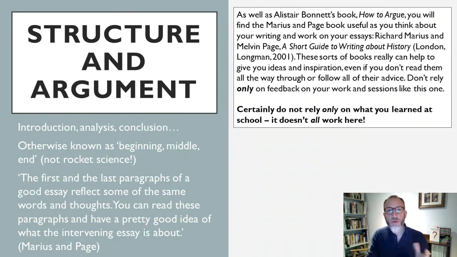So one important part of structure and argument is the introduction, the analysis, and the conclusion, otherwise known popularly as the beginning, middle, and end of a piece of writing, so not rocket science. And there's this useful quote from Marius and Page, who've written a really useful book for people like you, writing history essays at university. They say that the first and last paragraphs of a good essay reflect some of the same words and thoughts. You can read these paragraphs and have a pretty good idea of what the intervening essay is about. So it's pretty obvious, isn't it, that an essay has a structure like that, beginning, middle, and end.